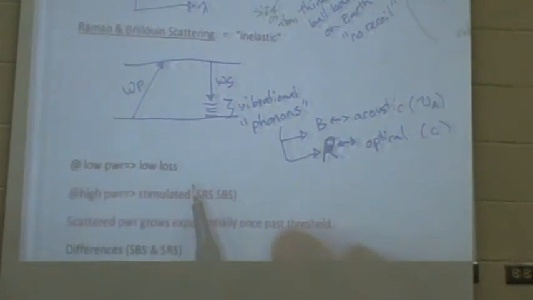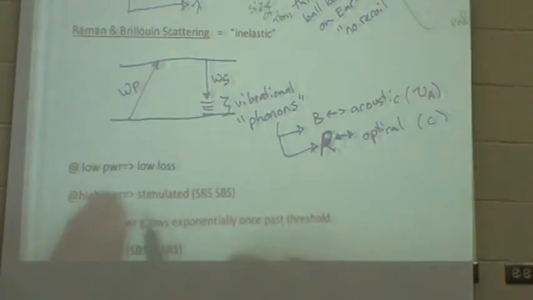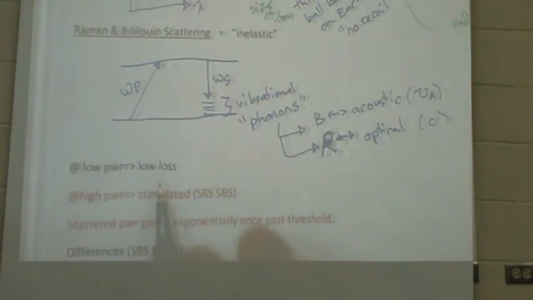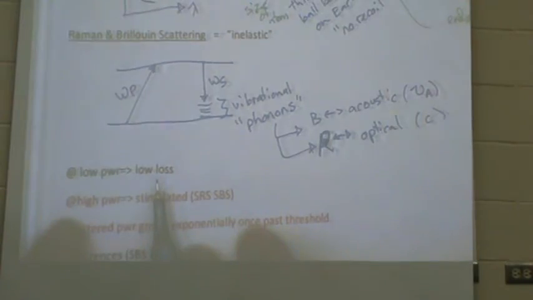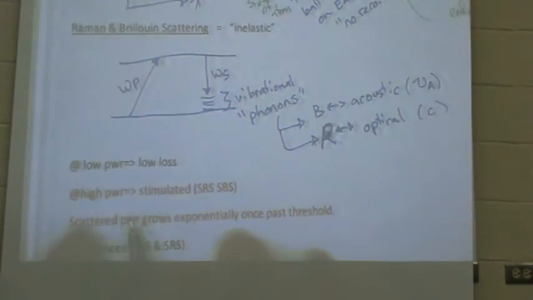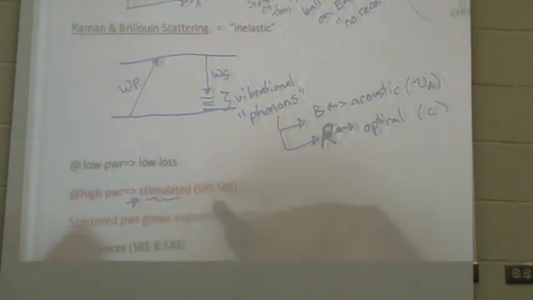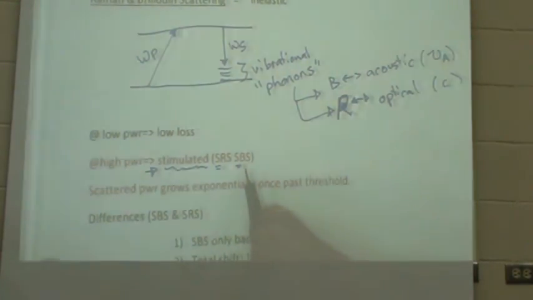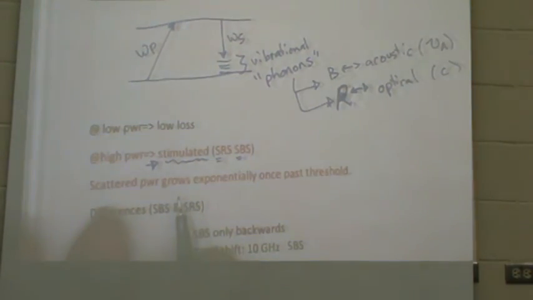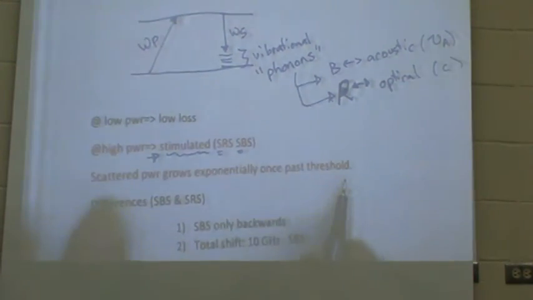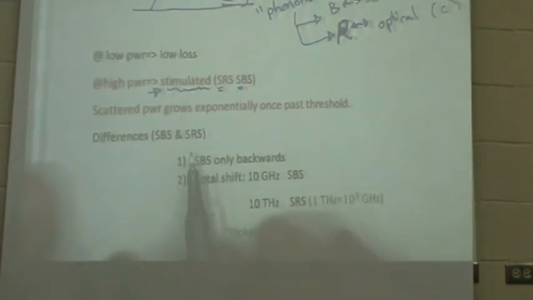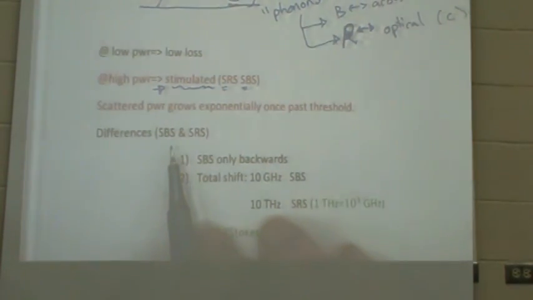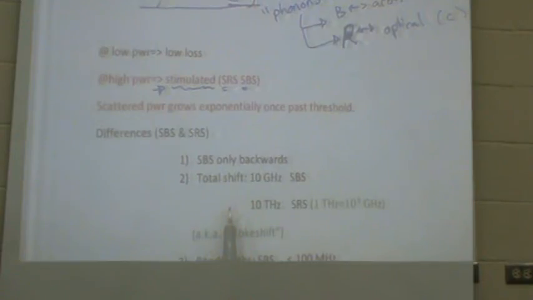When I'm coming in at very low power, there's very little loss. The process doesn't do much, nothing much happens. When I go to high power, then it becomes stimulated. Hence the S in front of Raman scattering or the S in front of Brillouin scattering. Now it's a stimulated process. The scattered power grows exponentially once you're past some threshold. Here are some of the differences between stimulated Brillouin and stimulated Raman scattering.